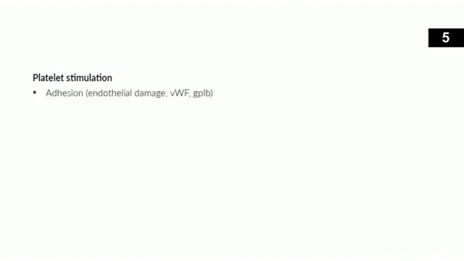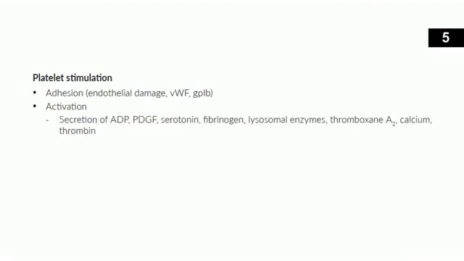The first bullet is adhesion, which is the first step of platelet stimulation. We just covered that. Then the second bullet is activation. So activated platelets secrete a bunch of stuff. They secrete ADP, platelet-derived growth factor, serotonin, fibrinogen, lysosomal enzymes, thromboxane A2, which, as you remember, is a prothrombotic substance that's going to induce thrombosis. It's right there in the name, thromboxane. Platelets also secrete calcium, which is needed to activate the coagulation cascade. Several steps in the coagulation cascade require calcium. And the platelets also secrete thrombin. And remember that thrombin converts fibrinogen to fibrin, and fibrin is what forms the fibrin mesh clot.